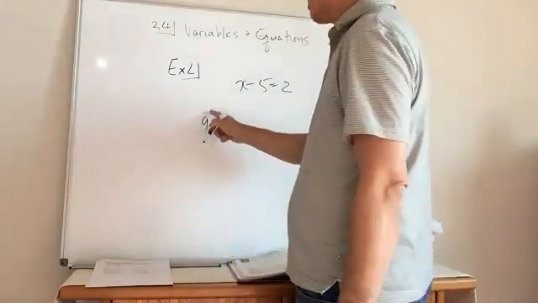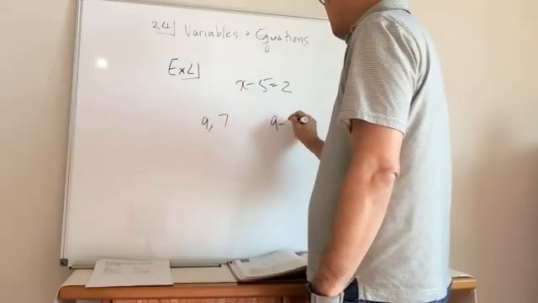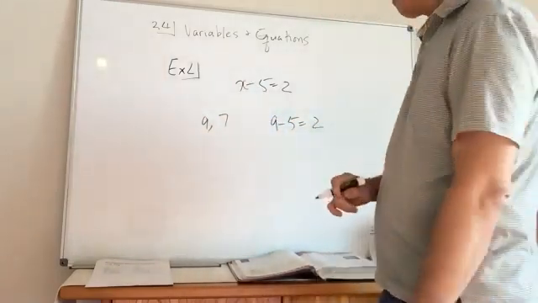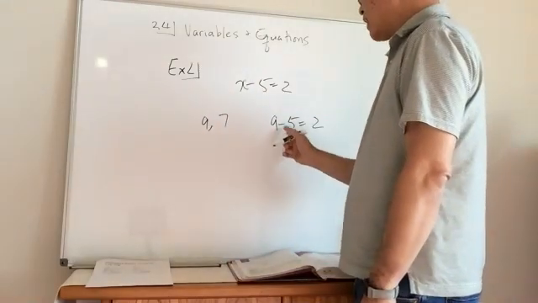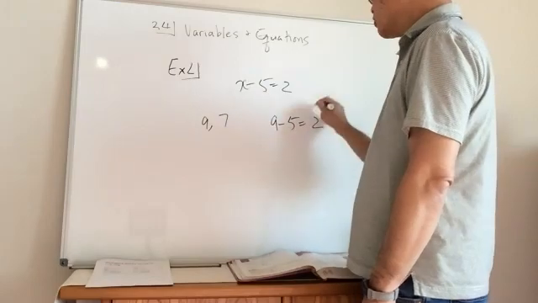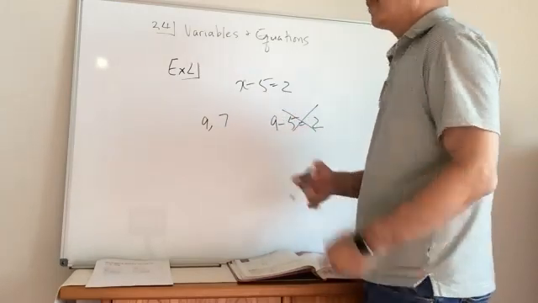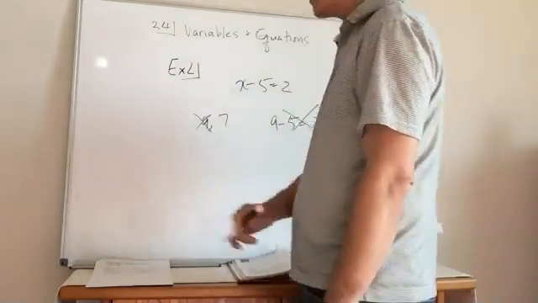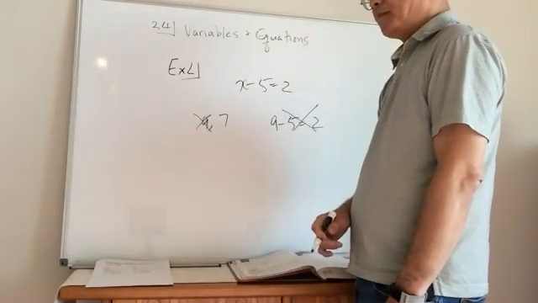If 9 was a solution, then 9 minus 5 would equal 2. Well, 9 minus 5 is 4, and 4 is not equal to 2, so this does not work. Therefore, 9 is not a solution, right?